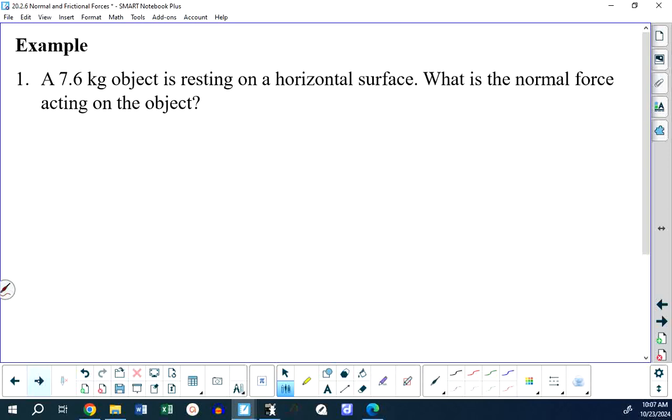So let's start with this very simple question. A 7.6 kilogram object is on a horizontal surface. What is the normal force acting on the object? We don't have a formula for normal force. This is something I want to really highlight for you. You will not find anywhere on your formula sheet something that says F sub n equals. You see F net, but F net is not the normal force. We do not have a formula for this. So how are we going to find out what the normal force is?